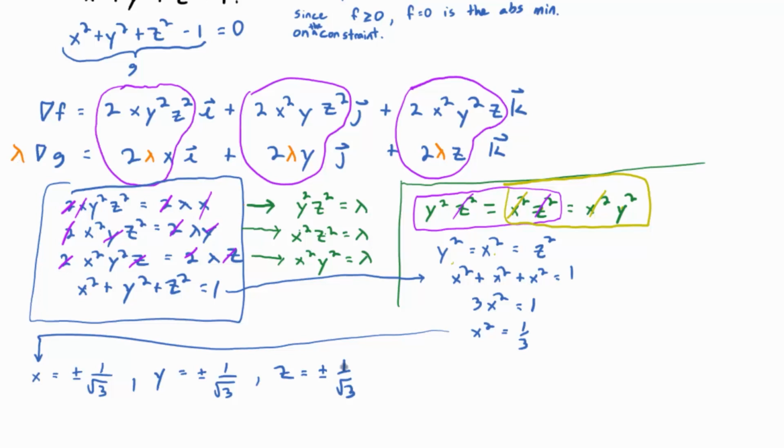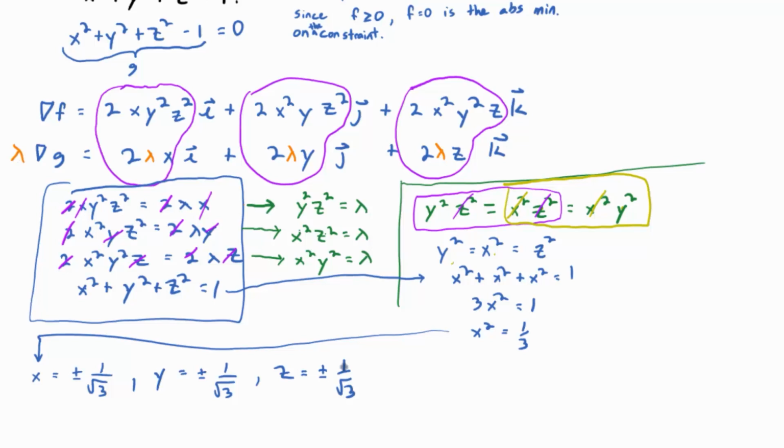If you've never had statistics, there's a way to see how many ways you can do something. If there's m ways to do one thing and n ways to do another thing, as long as they don't interfere with each other, there's m times n ways to do both things. Here, there's 2 possible x coordinates, plus or minus 1 over root 3, 2 possible y coordinates, plus or minus 1 over root 3, 2 possible z coordinates, plus or minus 1 over root 3. 2 times 2 times 2 is 8. There's 8 critical points here.